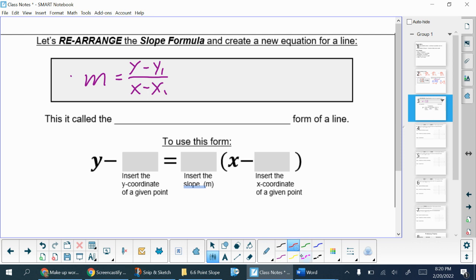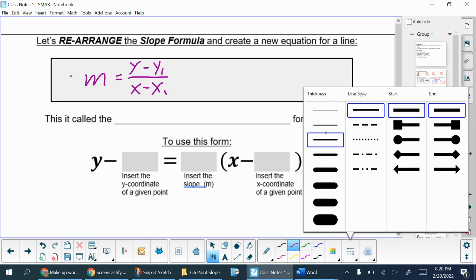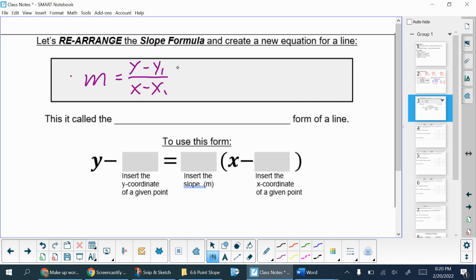And what we're going to do here to rearrange this is something we haven't really done a whole lot of yet, but we're going to actually be multiplying both sides of the equation by x minus x1. That is something that we're allowed to do. It's not something we really do a lot when we're just trying to solve equations, but as long as we're multiplying both sides of this equation by the same thing, that's okay. And just like anything else, if I'm dividing by x minus x1 and then multiplying by x minus x1, they cancel out on that side.